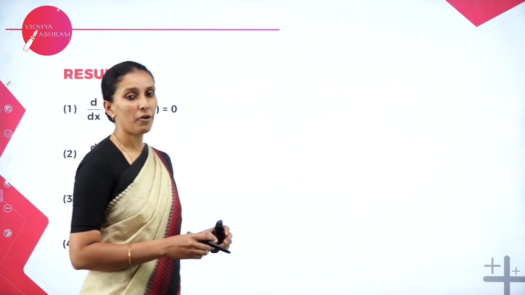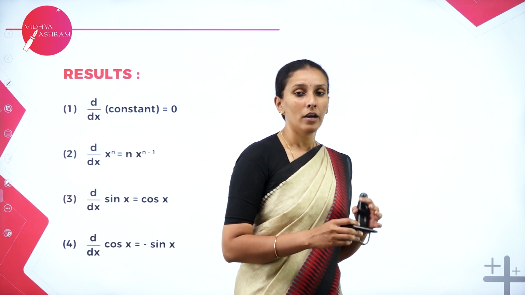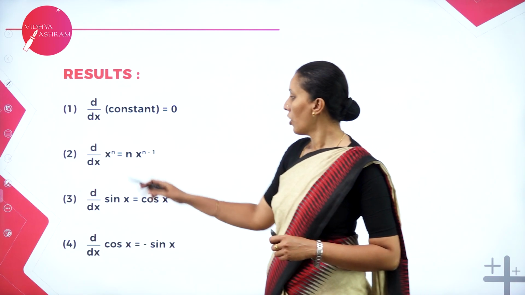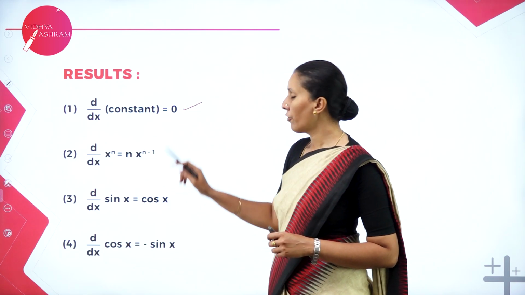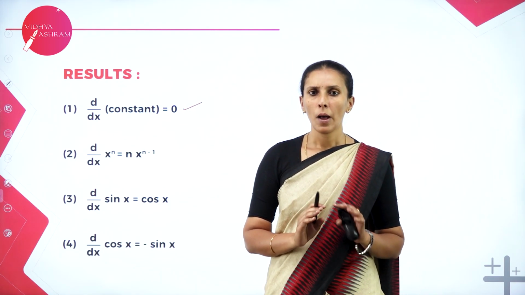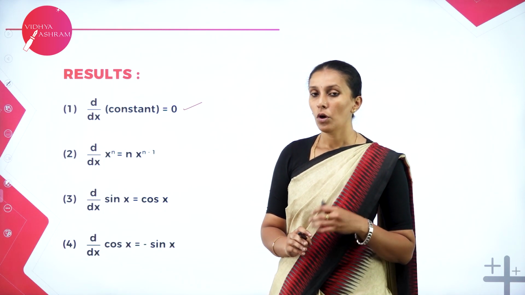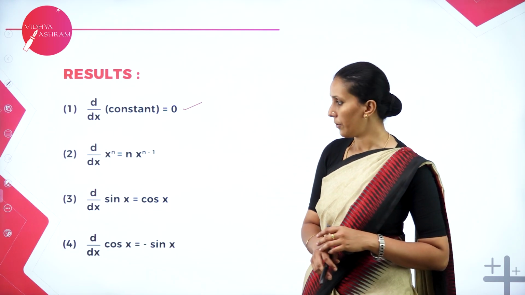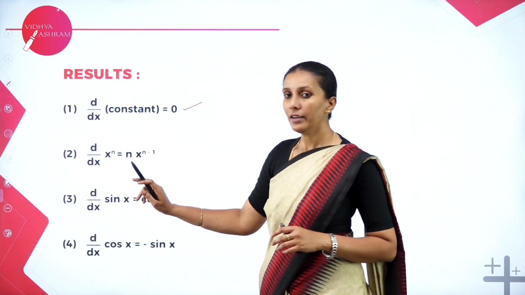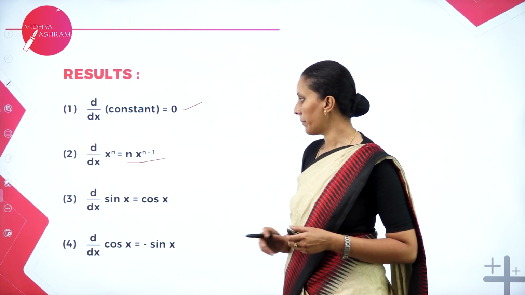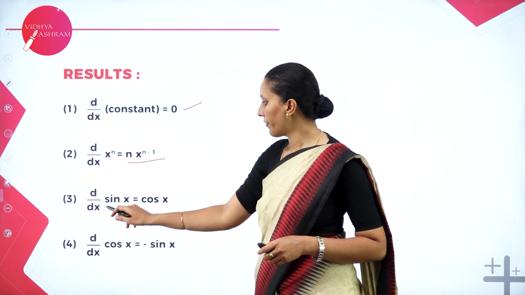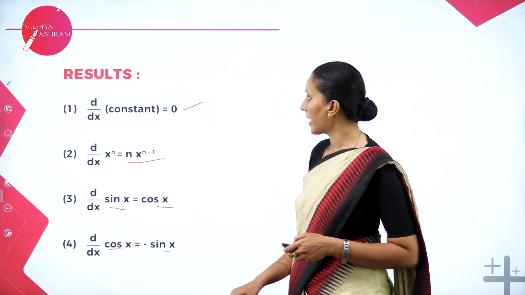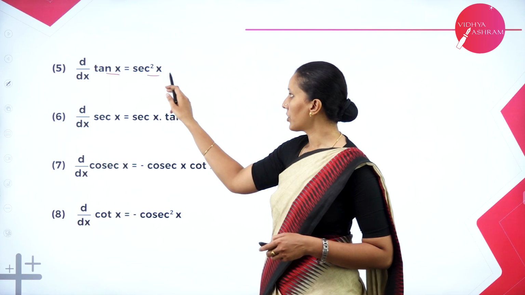So, here we have some of the standard results which we have done, that is, the standard derivatives of certain functions. For any constant, the derivative of the function is 0. It may be 1, pi, e power 2, 1 by e. So, for any constant, its value is always equal to 0. Now, the derivative of x power n, we can write in the form of n into x to the power n minus 1. The derivative of sin x, we got as cos x. Derivative of cos x is minus sin x. Derivative of tan x is secant square x.